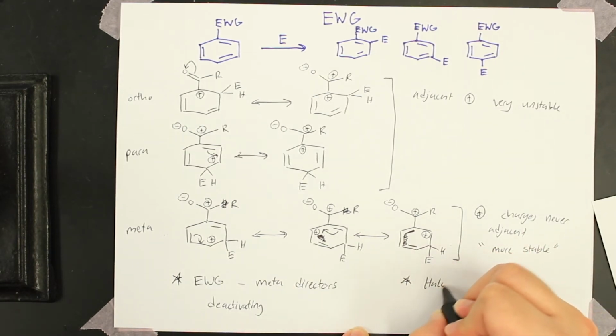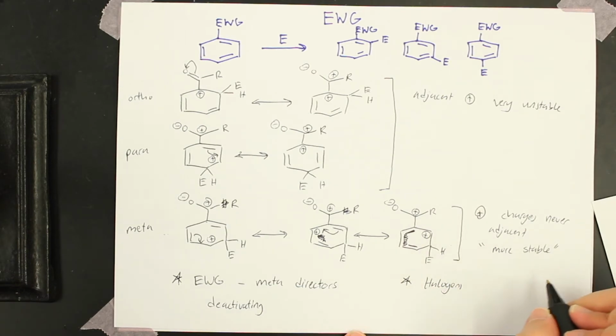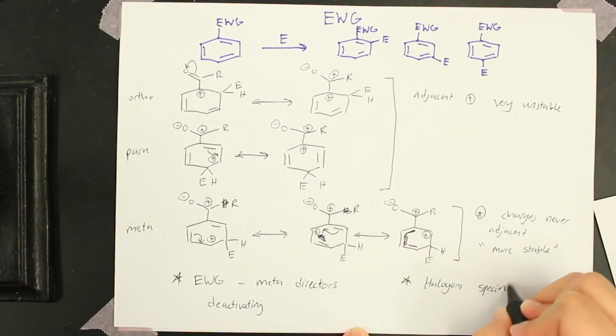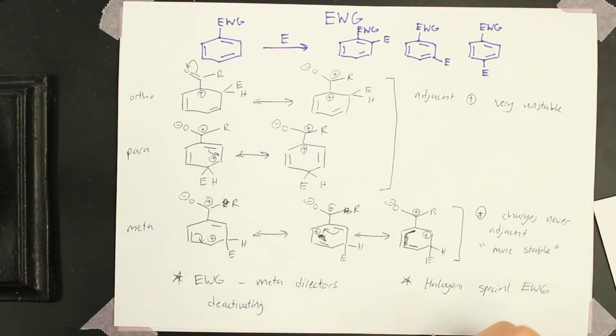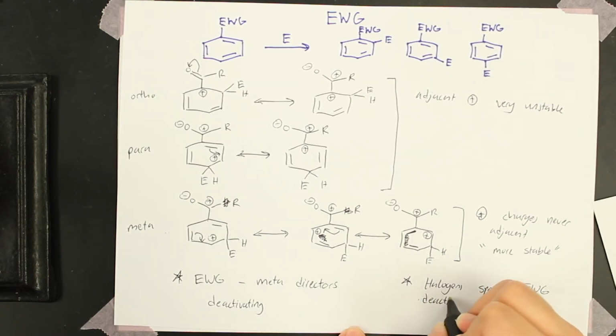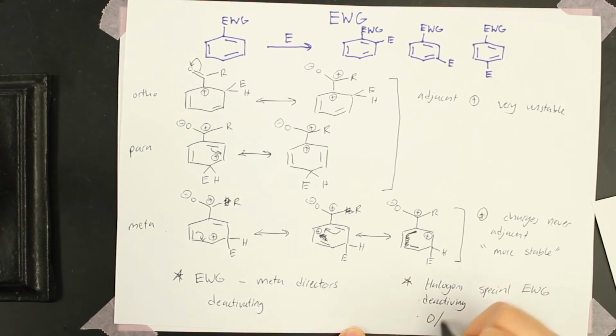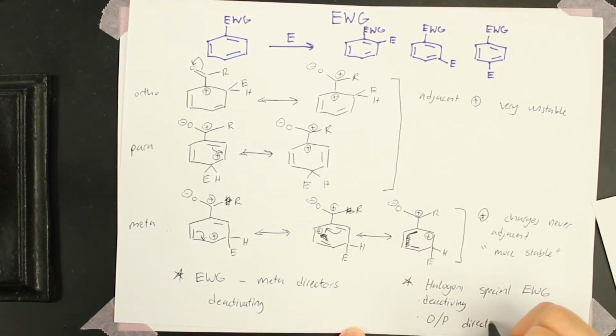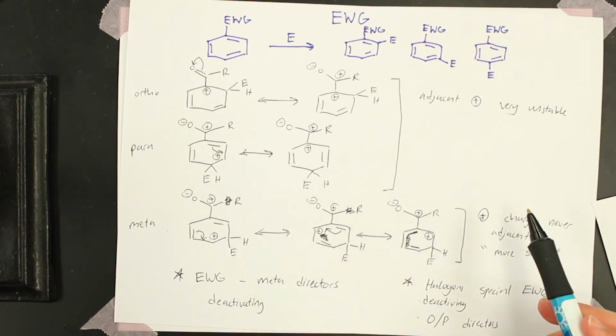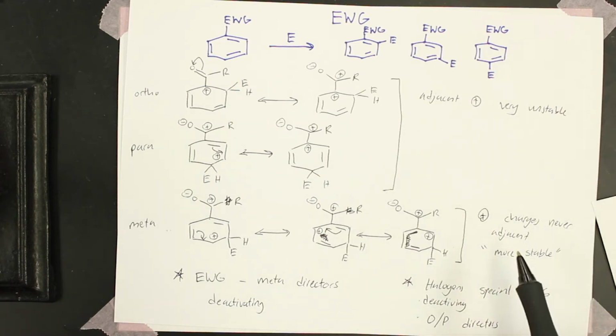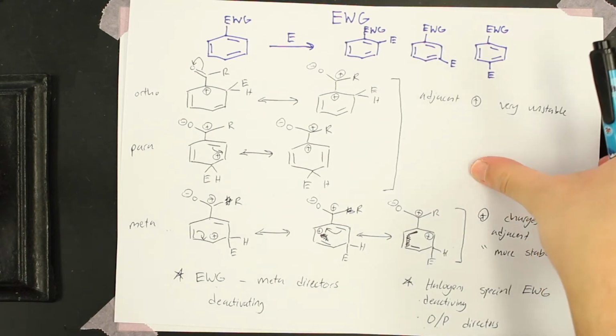If we look at halogens, so halogens are special electron withdrawing groups, because while they are deactivating, they are not meta-directors. They're actually ortho-para directors. And that's because the halogen atoms themselves have lone pairs. And just like with the previous resonance structures for an electron donating group, the resonance structures you can draw show that the positive charge can be delocalized via the halogen. So they're actually ortho-para directors and not meta-directors like electron withdrawing groups.